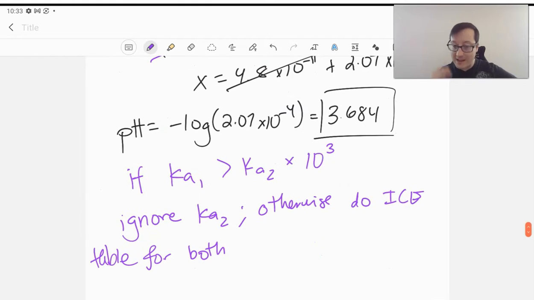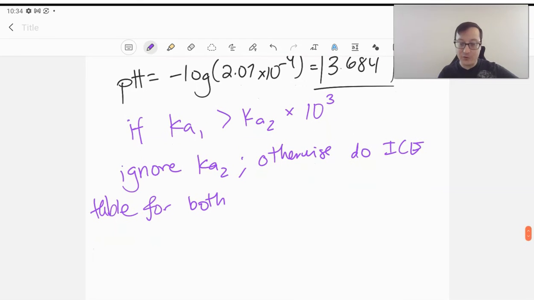Generally speaking, most acids you can kind of ignore the second Ka, at least for now. As we get into our next chapter in a while, we'll see that when we're reacting these acids, we have to deal with Ka2 again. But for right now, if you're just looking at pH, we can generally ignore Ka2 if it is a difference of 10 to the third or more between the two.